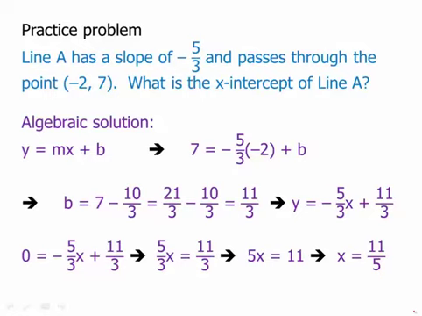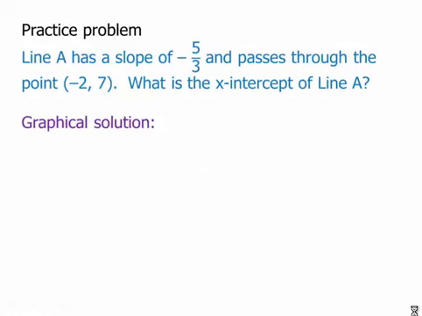I also want to show a completely different way of thinking about this problem, what I would call a graphical solution. So we know that it goes through the point (-2, 7). Well, let's think about this slope. What does that slope mean? If we want to get closer to the x-intercept, we need to move to the right because it has a negative slope. So if we move right, then it will move down. And so we could move with a run of 3 and then drop the height by 5. That would be a slope of -5/3.